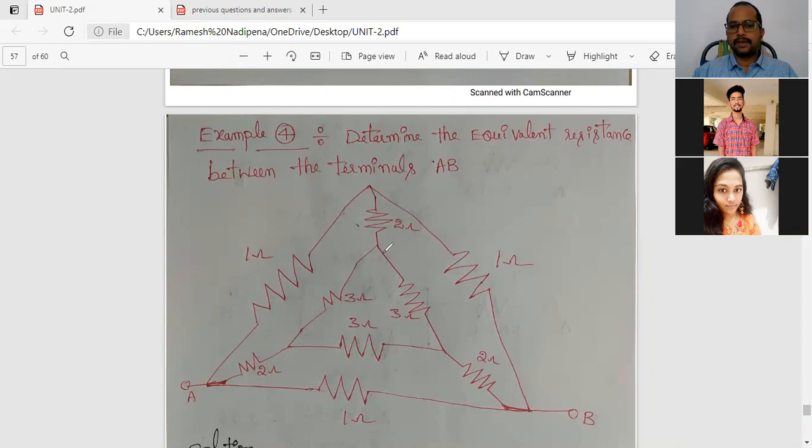First, all of you convert delta to star. Consider the inner delta and convert this inner delta into star. All are 1. R1, R2, R3 are 1, 1, 1. So here, my friends, the shortcut method is, whenever resistances are similar in delta or star, please remember this formula: delta equals 3 times star. That is, delta connected resistance equals 3 times star connected resistance. Please remember this formula.